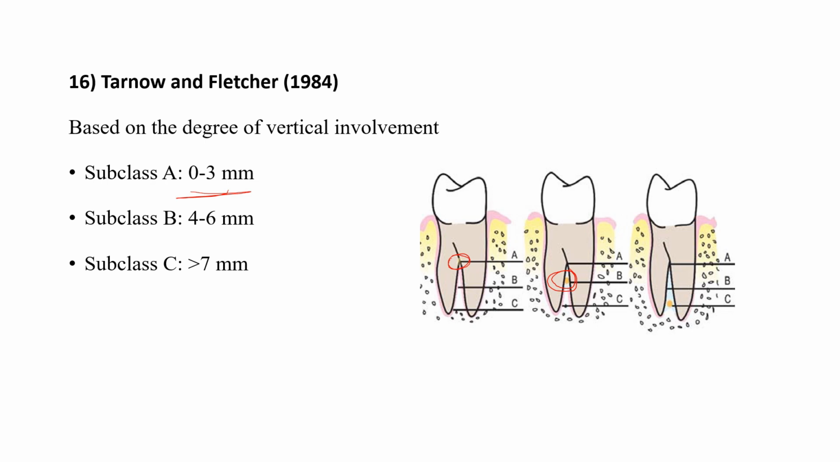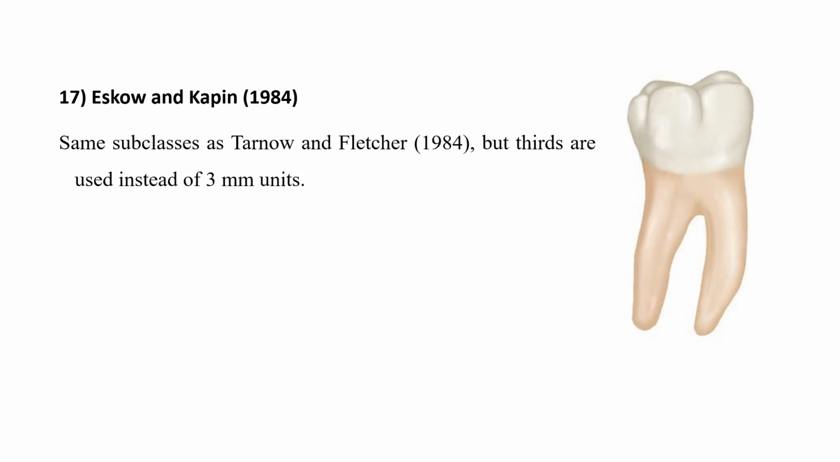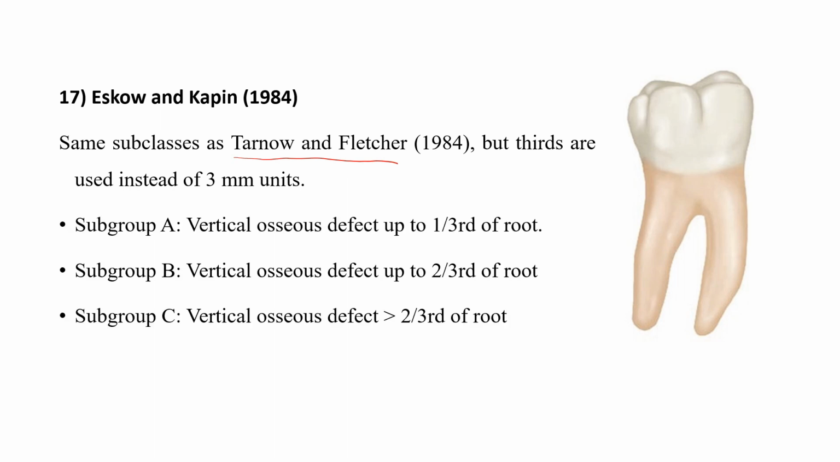And subclass 7 when bone loss is severe and is more than 7 mm vertically. So that is how it is subclass A, B and C. Next is Esco and Capin in 1984. They have also the same subclasses as Tarnow and Fletcher, but they have used thirds instead of the numerical values.